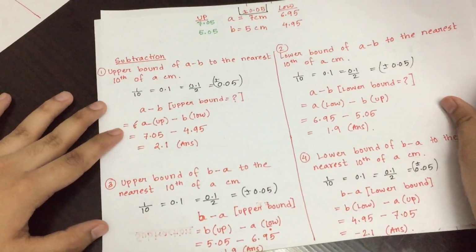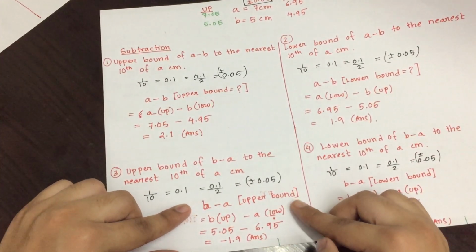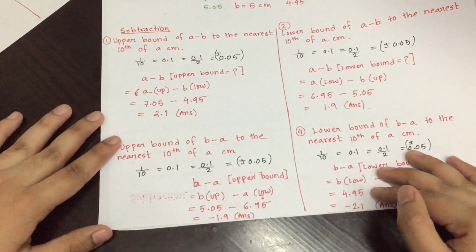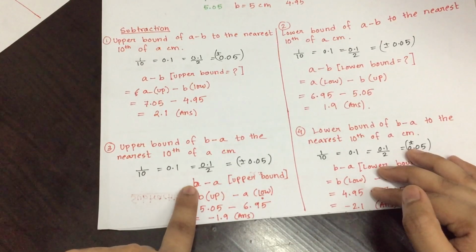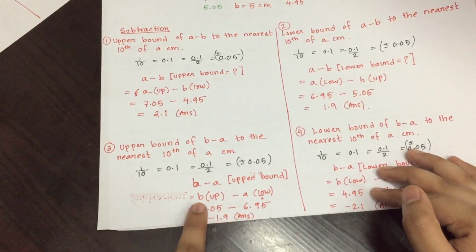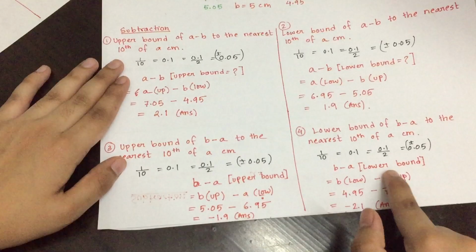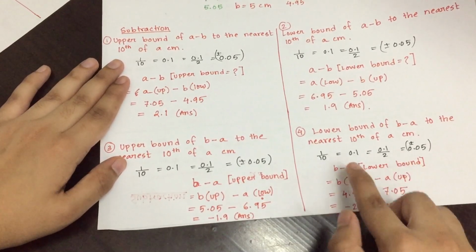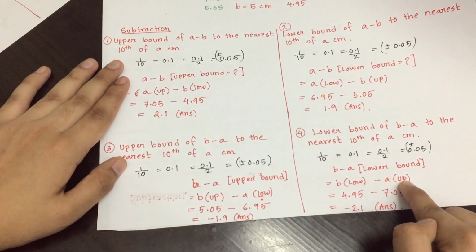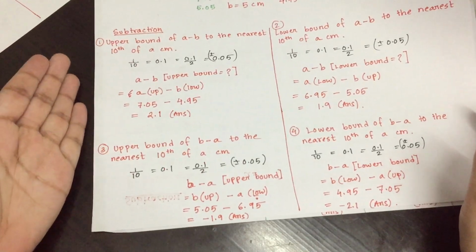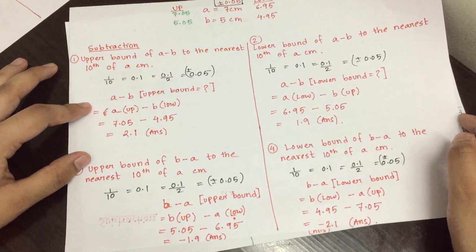Similarly, when it says the upper bound of B minus A, since now it says upper bound, for the first letter I have to take up, and for the second letter I have to take low. So up minus low. Again, for B minus A, here I have written to find out the lower bound. So for B I'm taking the lower first, and for A I'm taking the upper bound. So these are my answers. These were my examples for subtraction.